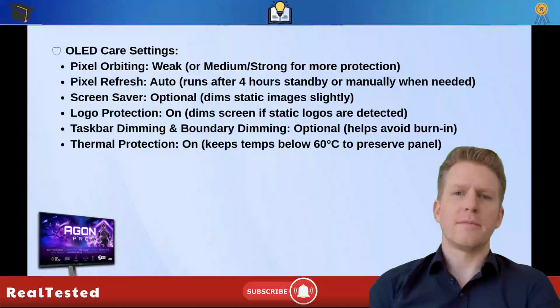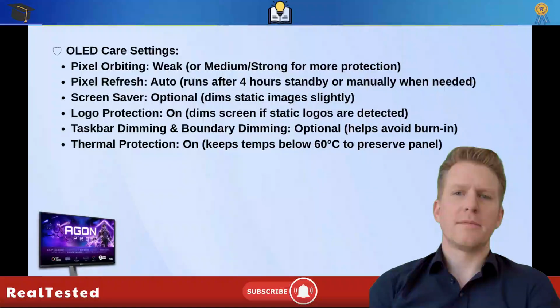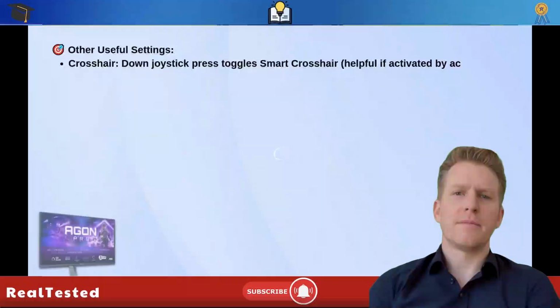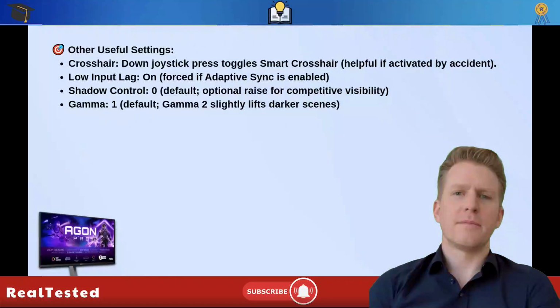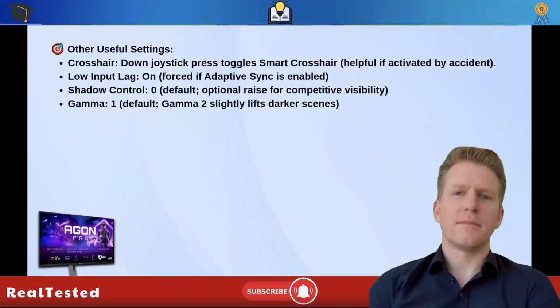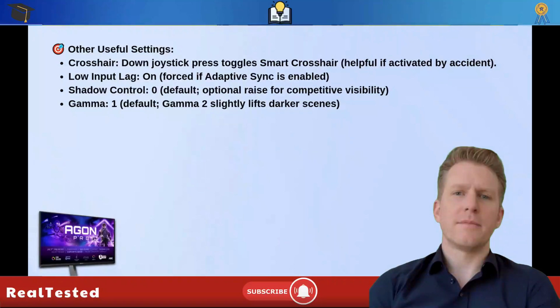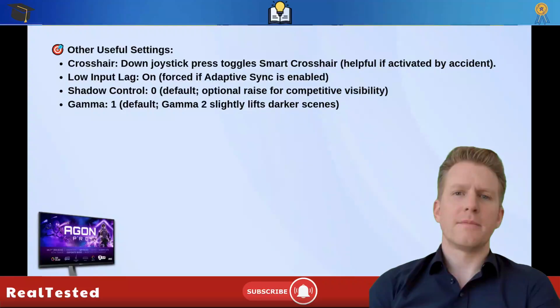Always keep thermal protection enabled to prevent the panel from exceeding 60 degrees Celsius, extending its lifespan. If a crosshair appears, simply press down on the joystick to toggle the Smart Crosshair feature. Low input lag mode should remain active, and it typically locks on when adaptive sync is used. Finally, keep shadow control at 0 for a natural look, or increase it to brighten dark spots in competitive play, while leaving gamma at 1.